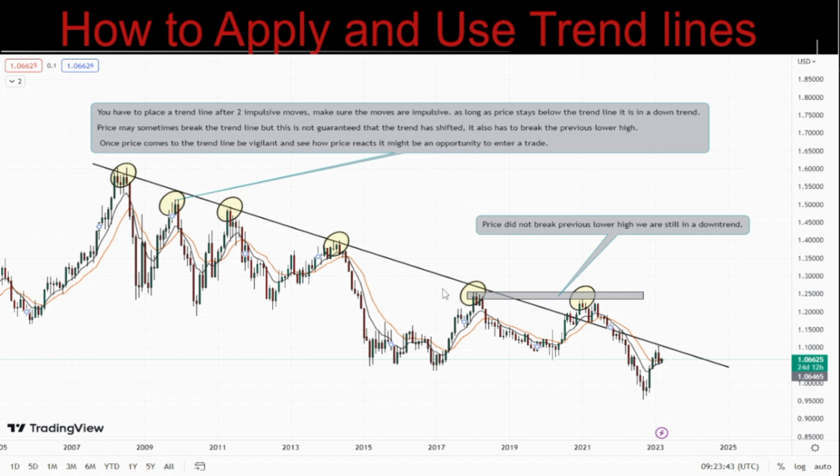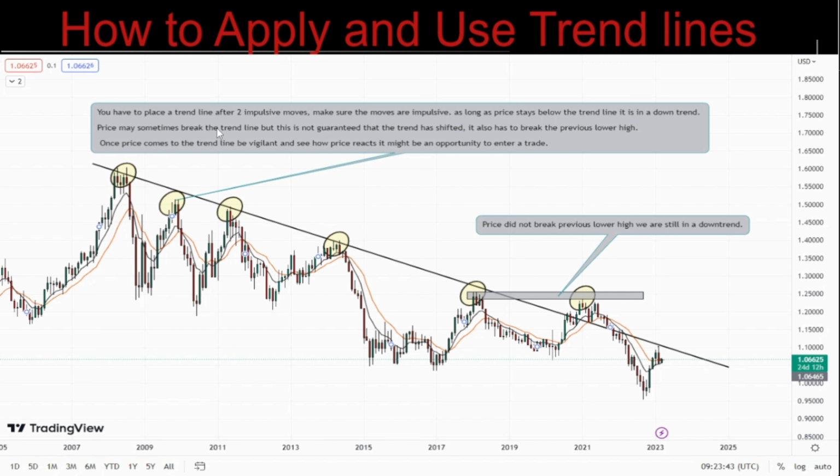We extend our trend line further into the future for us to see how future price will react on these levels. As long as price stays below the trend line, it is in a downtrend. So in this case, price is making lower highs. As long as price stays below this trend line here, we are in a downtrend, guys.